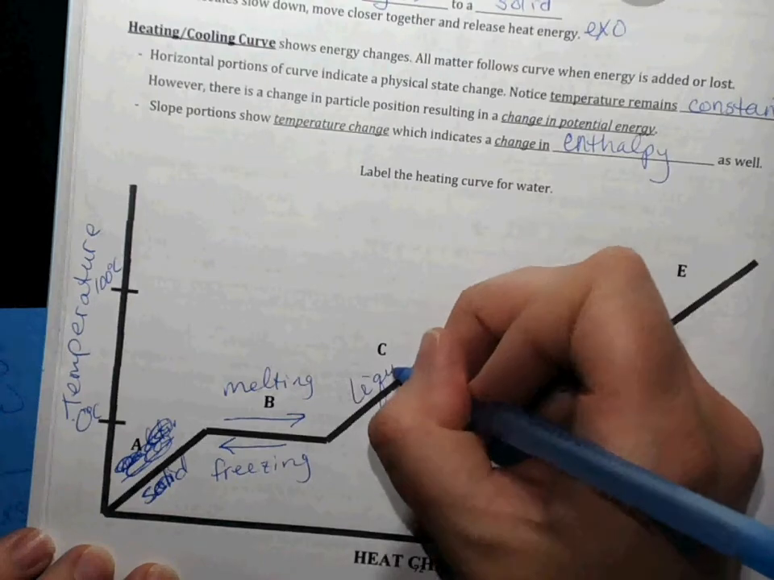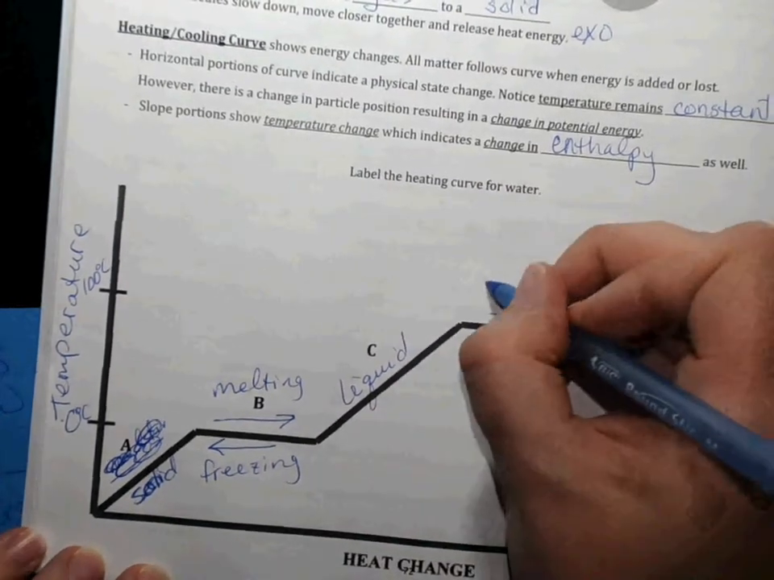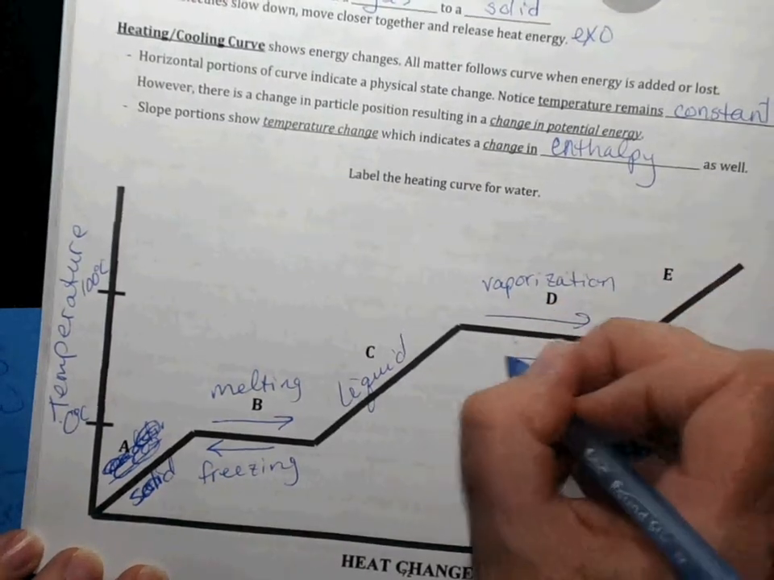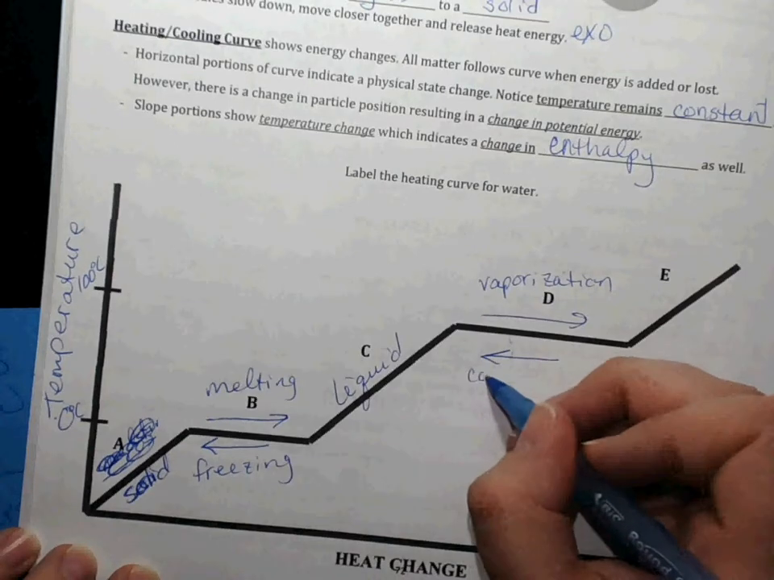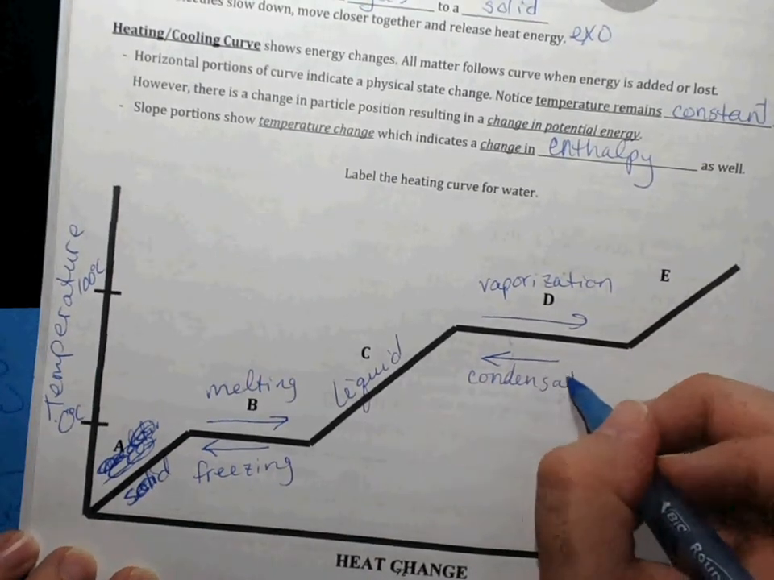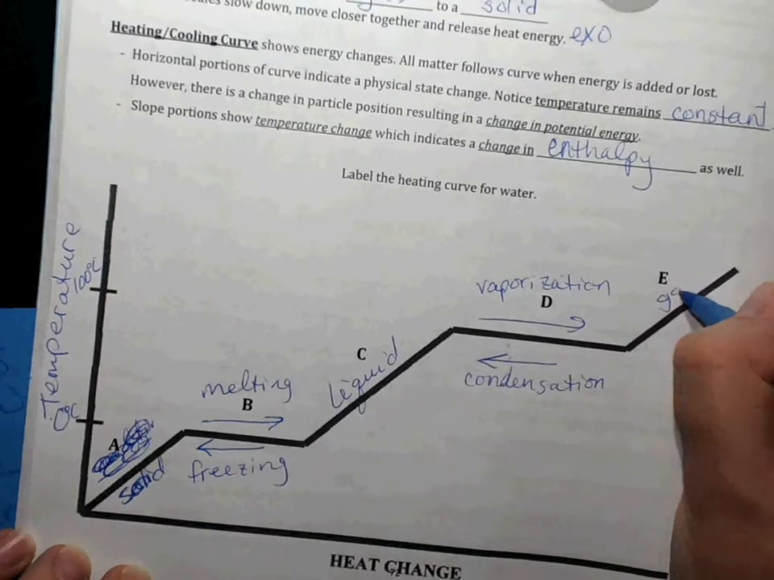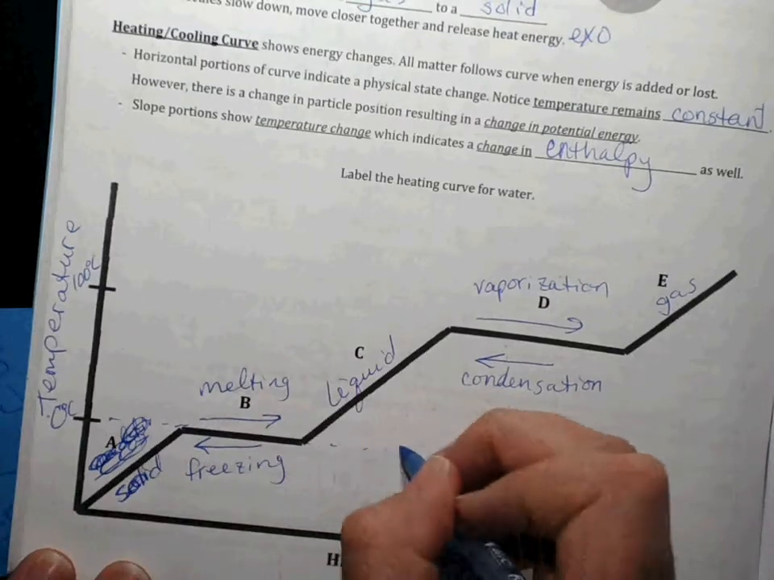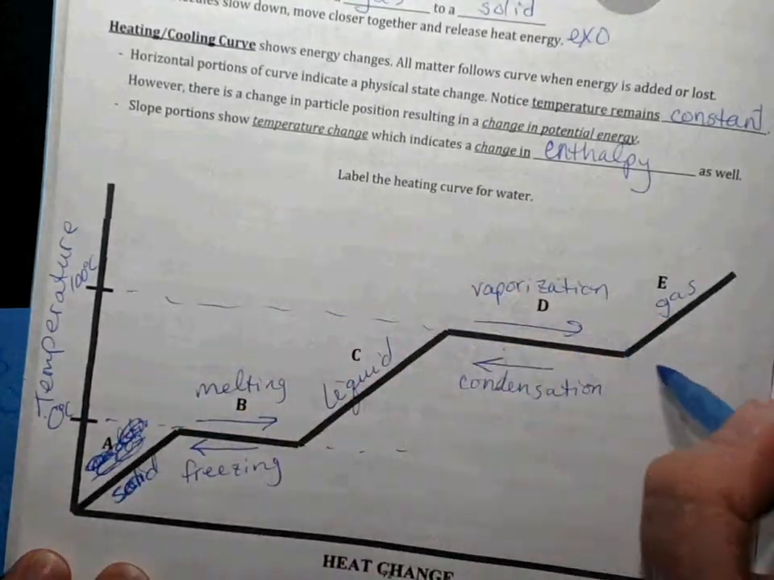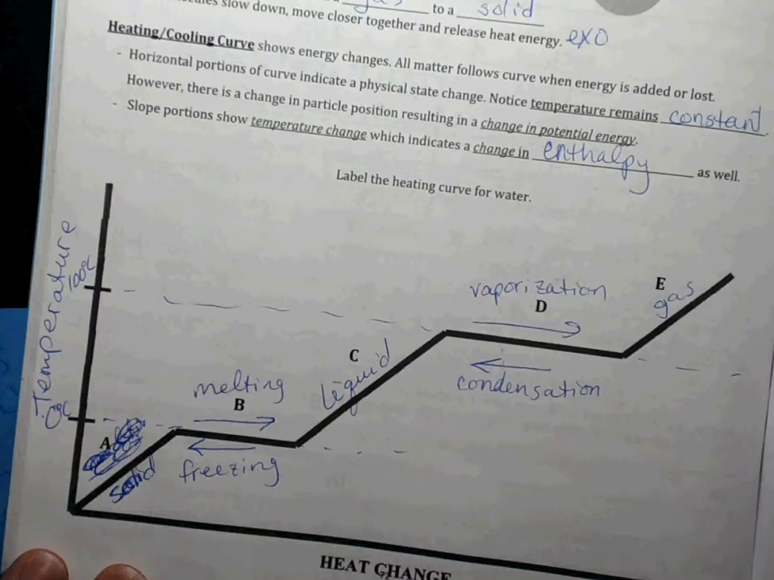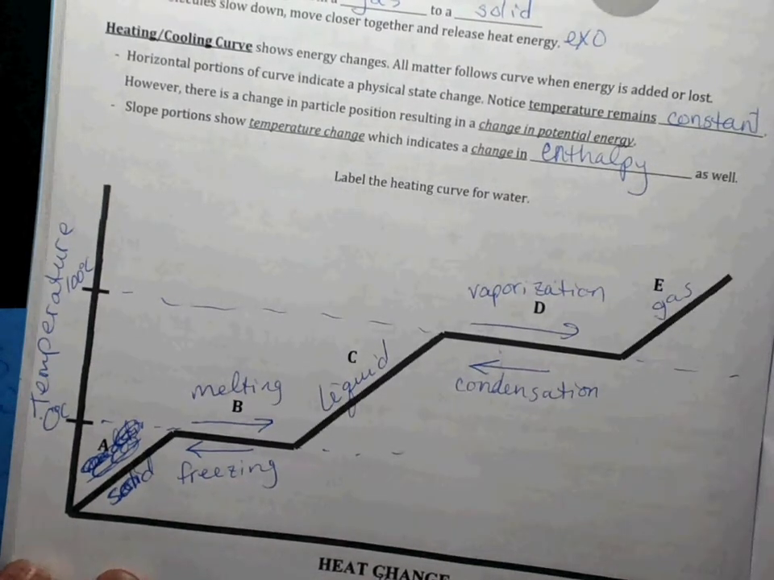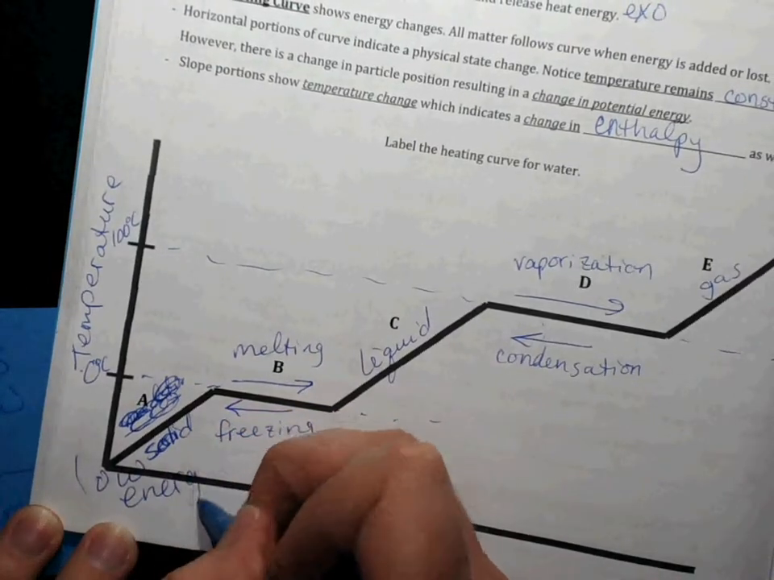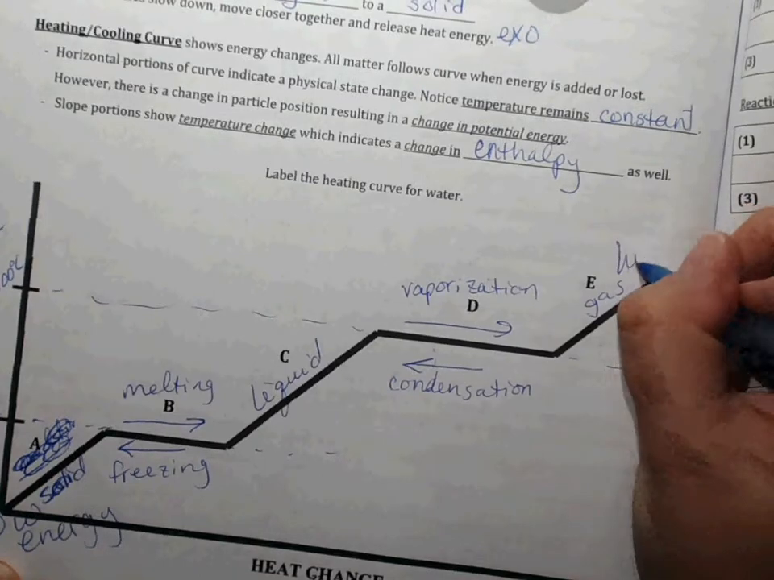Here, water is liquid, and if we go this direction, we've got vaporization. And if we go back the other direction, then we've got condensation. And up here, it's a gas. Notice that when it's melting and freezing, it's 0 degrees the whole time. When it's vaporizing and condensing, it's 100 degrees the whole time. So down here, we have the lowest energy. And up here, where it's a gas, we have the highest energy.